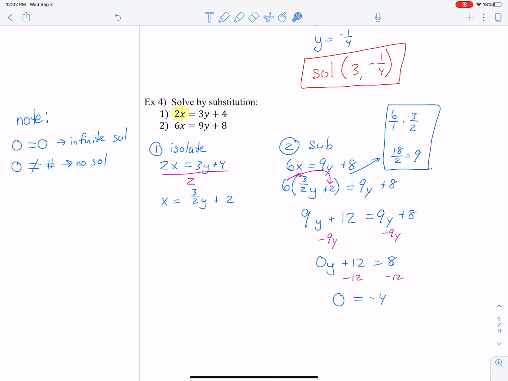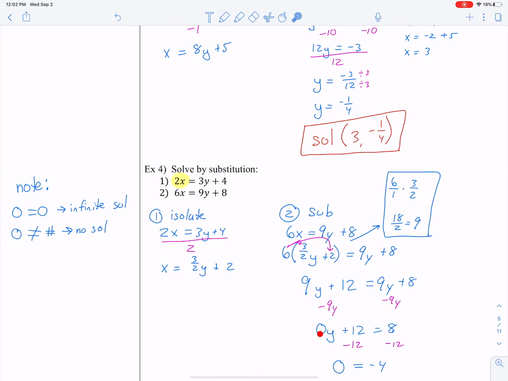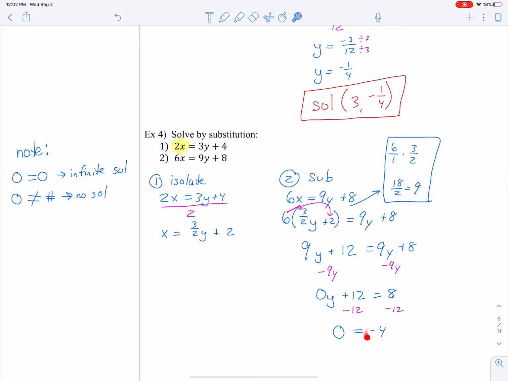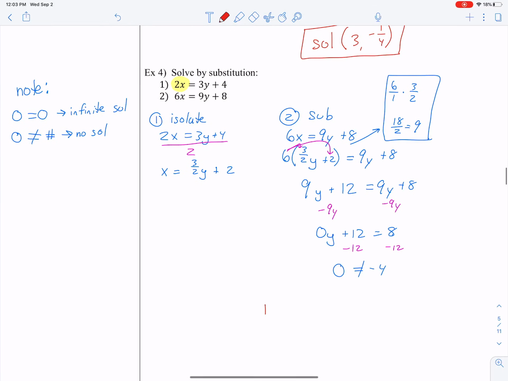So notice that this does not look like what we had before. My variable, my letter, has disappeared because it was multiplied by 0, so it's gone. And then I have a number here, but 0 does not equal negative 4. So I have 0 does not equal a number, so I have no solution. This is a no solution. I don't need to continue and do step 3. I'm done at this point.